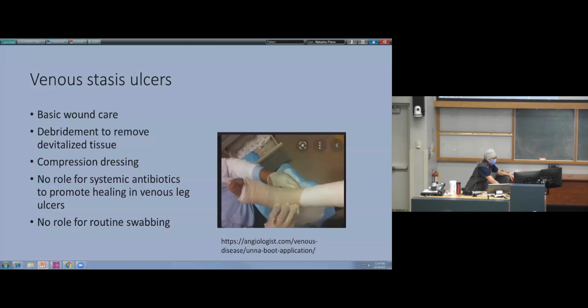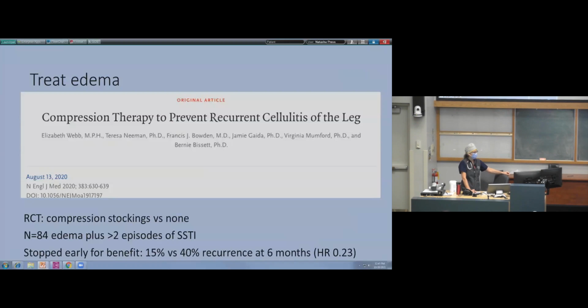In terms of treating edema, there was a study that came out in the New England Journal of Medicine last year looking at compression socks. Basically, this was a randomized control trial, and they took half the patients and gave them compression stockings, and the other half they didn't, and then they followed them. In order to get into this study, you already had to have declared yourself as somebody who gets recurrent skin and soft tissue infections. So you had to have had at least a couple episodes to get into this study. And in fact, this study was stopped early for benefit.